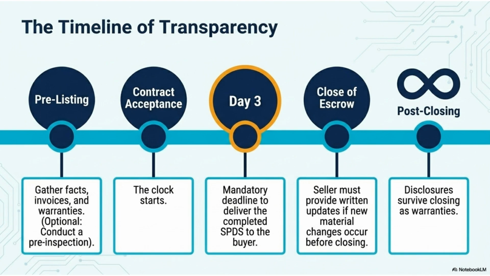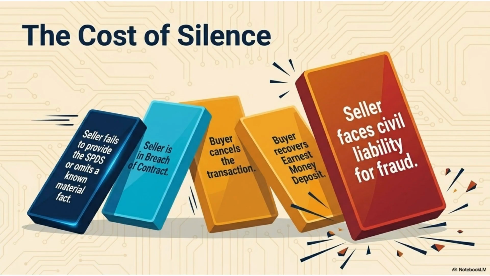The timeline of transparency starts pre-listing by gathering facts. The clock starts at contract acceptance, and there is a mandatory deadline to provide the disclosure. In most states, that deadline is day 3. Also, the seller must provide updates if material changes occur before closing, and disclosures survive closing as warranties. The cost of silence includes being in breach of contract and buyer cancellation, potentially leading to the recovery of the earnest money deposit, and, in severe cases, civil liability for fraud.